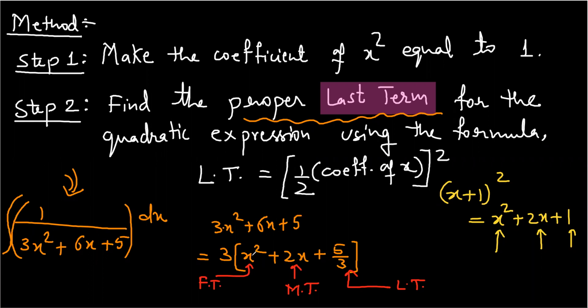Now here I notice I have x square, I have 2x, but I do not have the proper last term. What is the proper last term? It should have been 1. The proper last term is 1. So here I should have got 1, but what I have is 5 by 3. So I should try to get 1 here.